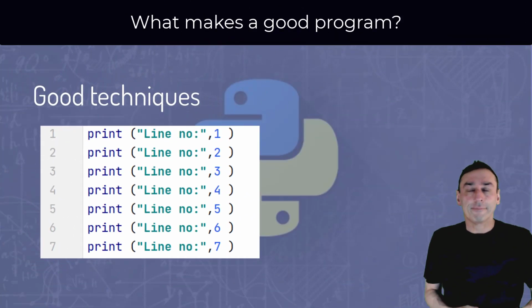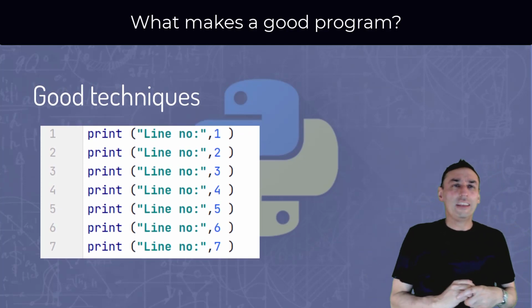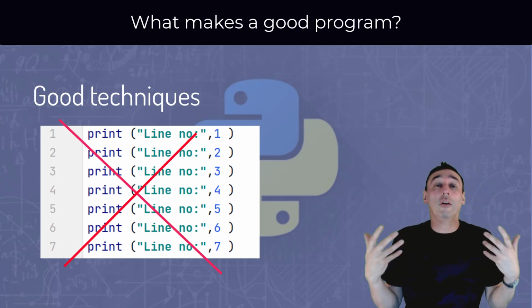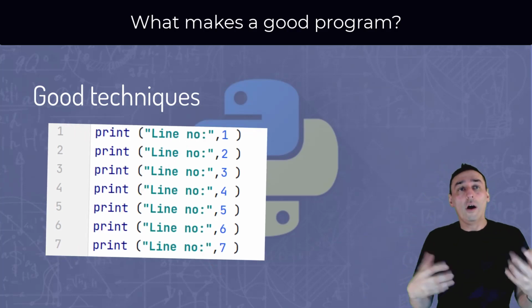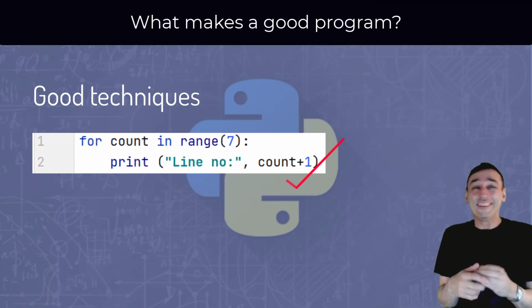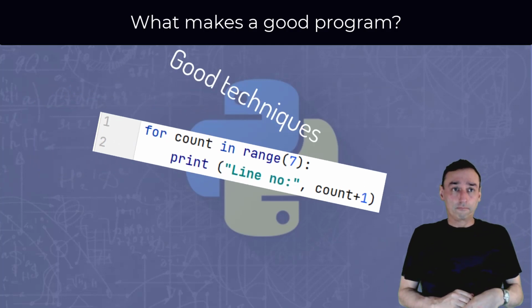Good techniques. What do I mean by good techniques? Well, for example, if you take this bit of code here, this is not a very efficient way of writing code because I've repeated the same line 7 times. Why not make use of loops to replace those 7 lines of code? So that is a good technique, using appropriate loops.